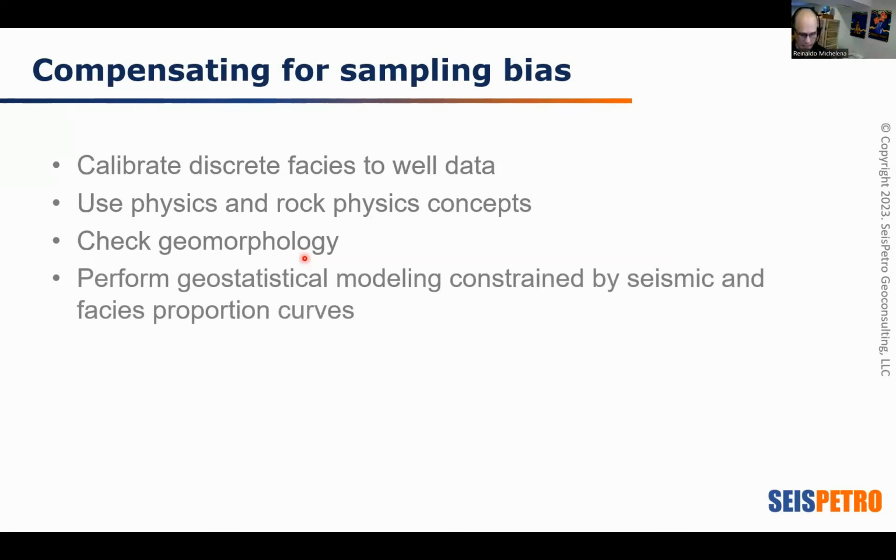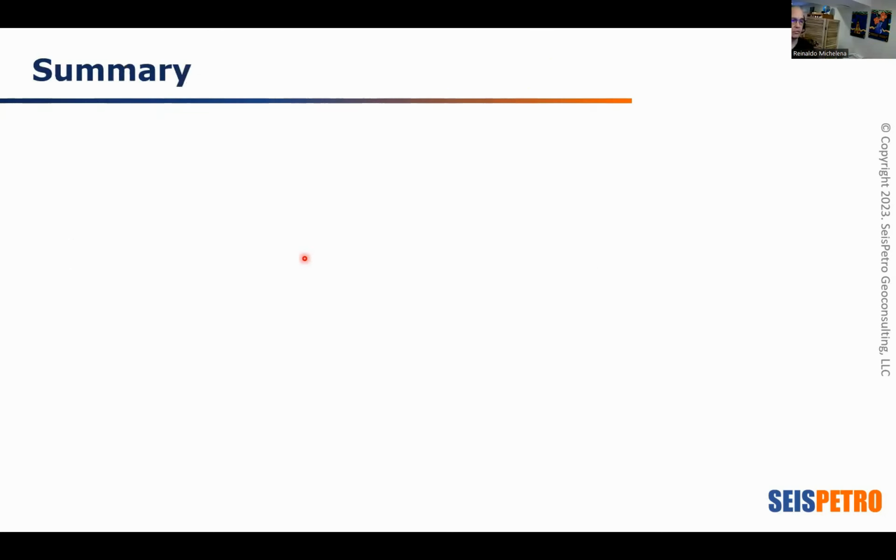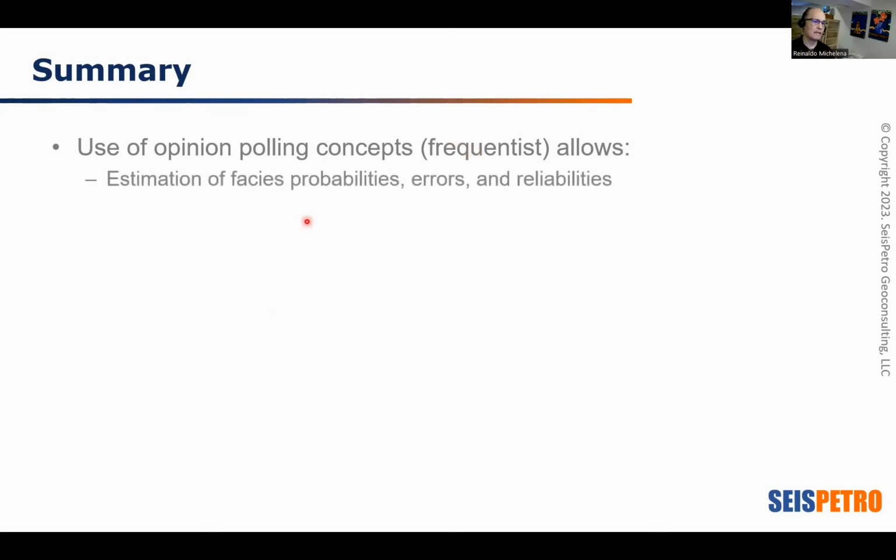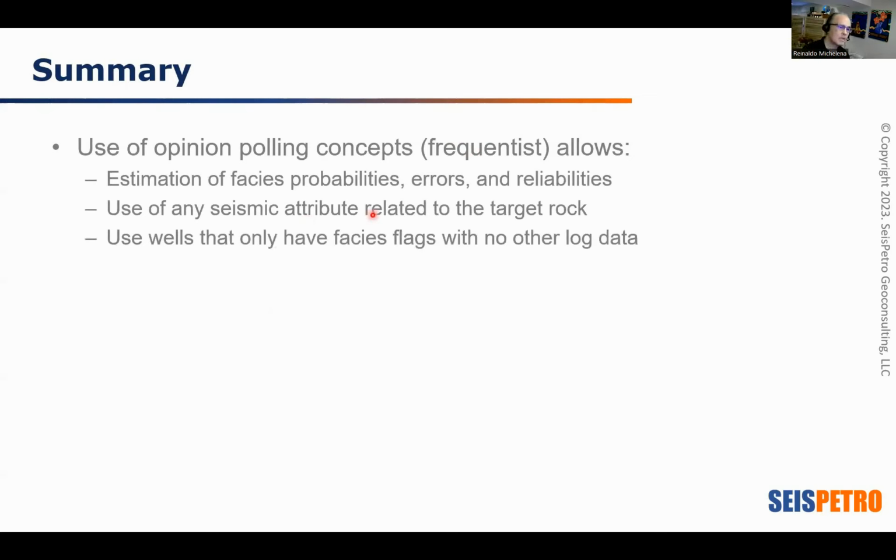Okay, so this is basically what I had to say. Now, to summarize, what we have seen is that these opinion polling concepts, or the frequentist approach, allow the estimation of probabilities, errors, and reliabilities. We can use any seismic attributes related to the target rock. We can use wells that only have facies flags with no other log data, so those wells now become available to us. And we can also use more than two attributes. It doesn't have to be two.